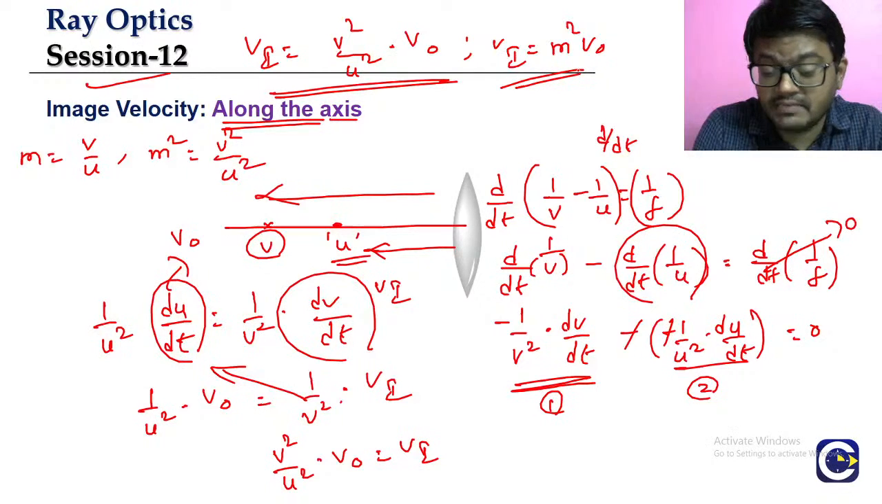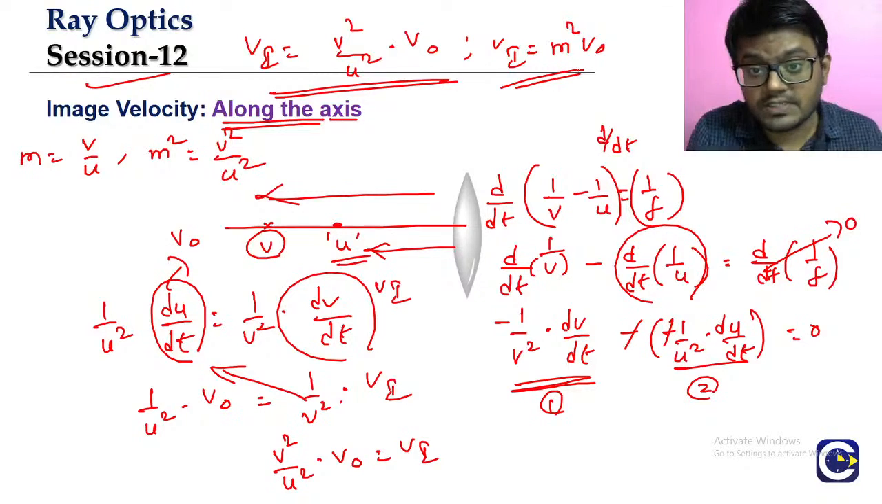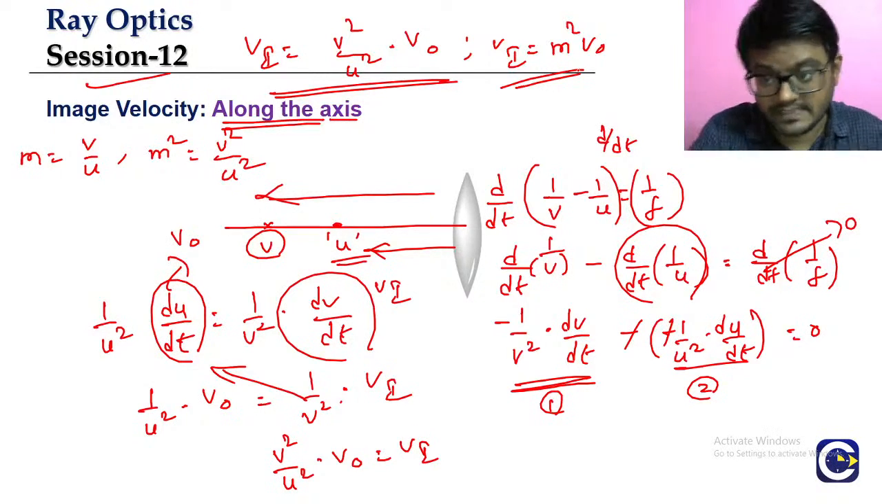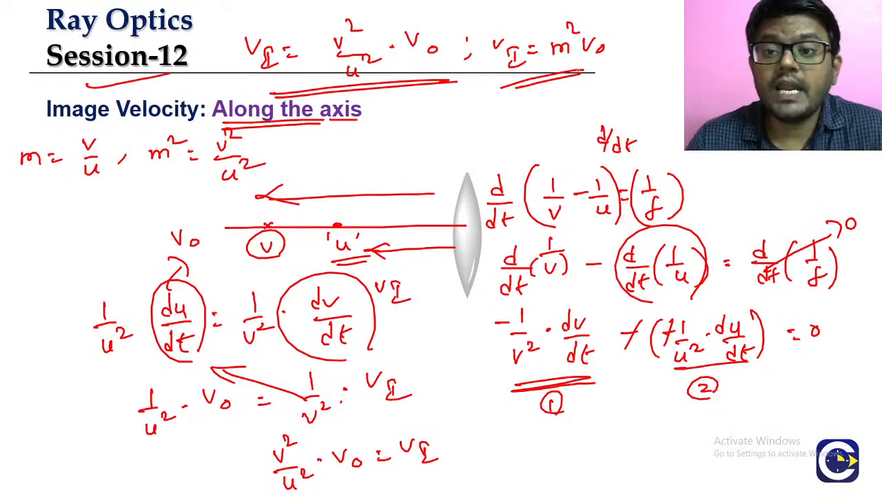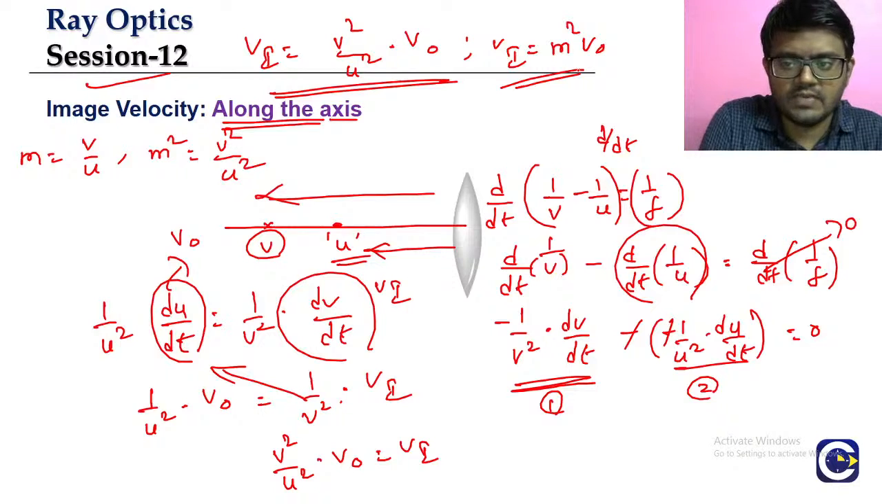We have to keep one thing in mind. This relation is for which component of the velocity? It is for the component of the velocities along the principal axis. Next we will see how we will relate the components of the velocities which are perpendicular to the principal axis. So first we are seeing the relation in terms of the velocities which are along the axis.